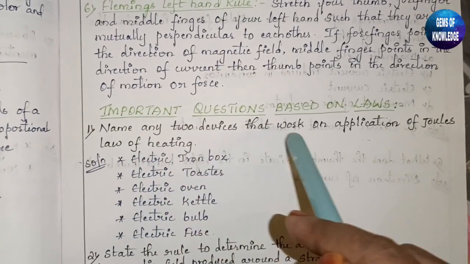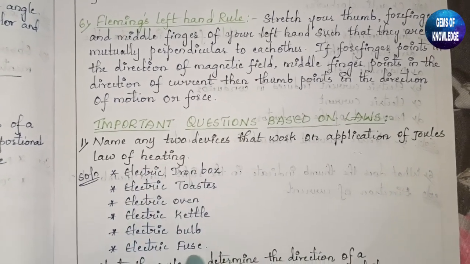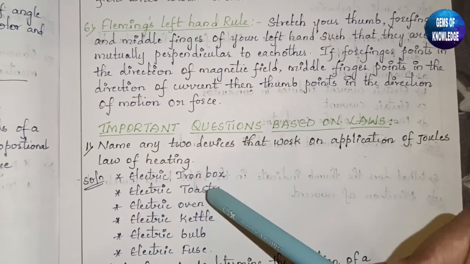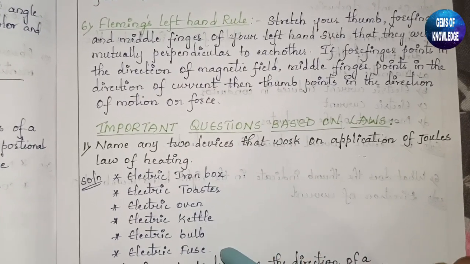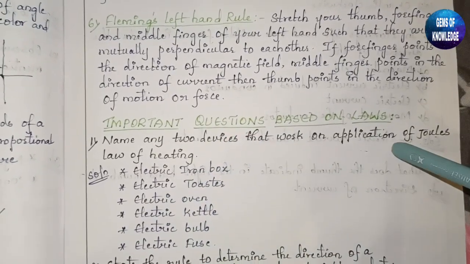Name any two devices that work on application of Joule's law of heating. These are the devices which work on Joule's law of heating: either iron box, toaster, oven, kettle, bulb or fuse. You can name any two devices which work on this law.